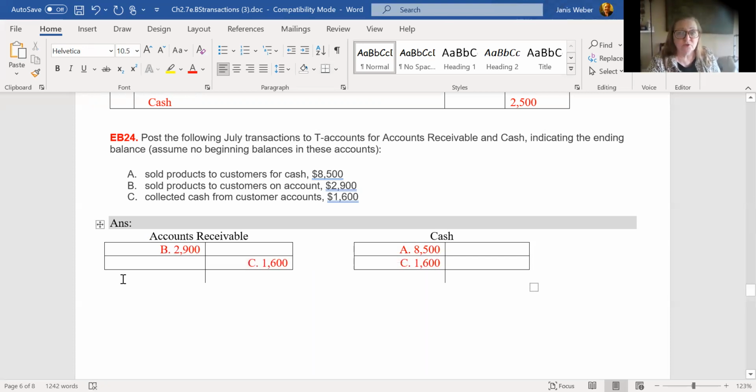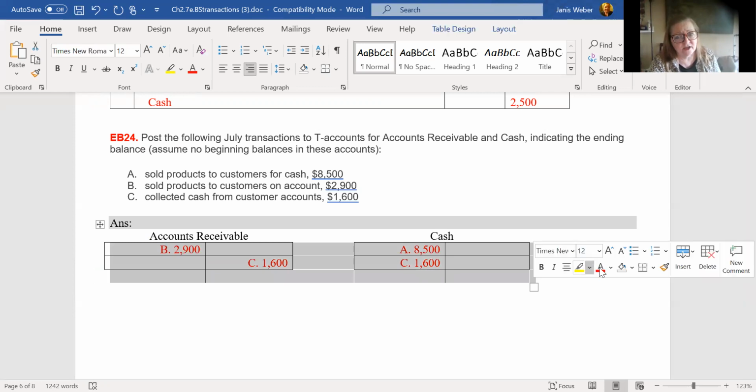So you could do the journal entries and it would eliminate all the confusion, because if you have the journal entries, you can just post them to the T accounts rather than having to reconstruct and think, how did this all pan out and affect the cash account and the receivables account?